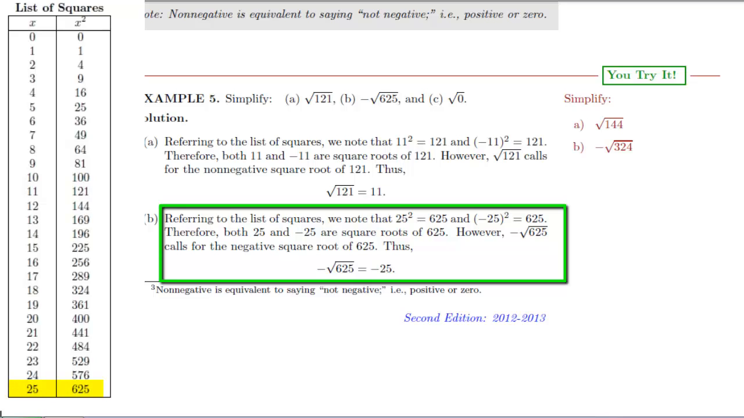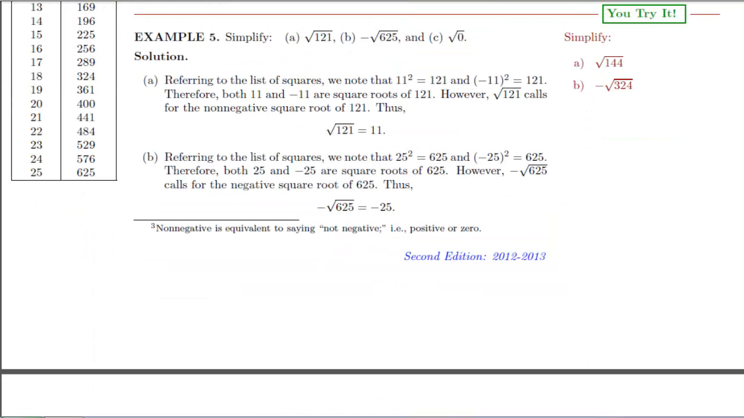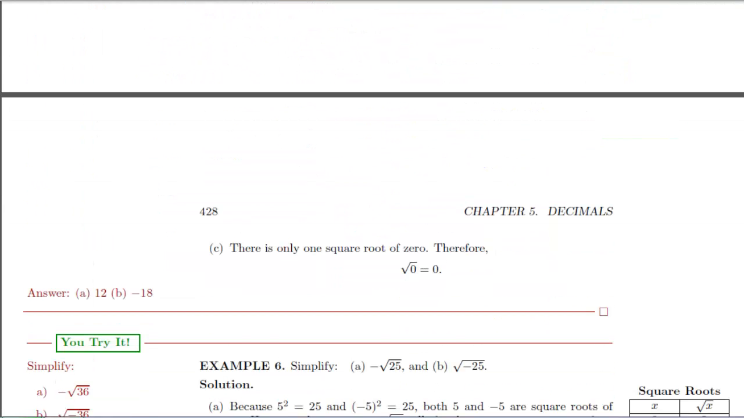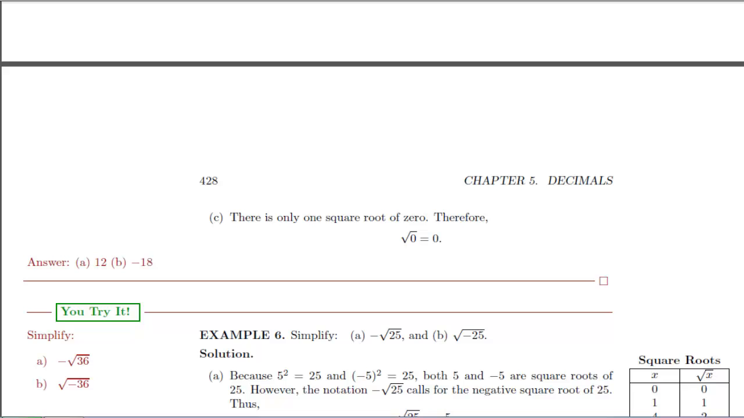B, the negative square root of 625. Referring to the list of squares, we note that 25 squared equals 625 and negative 25 squared equals 625. Therefore, both 25 and negative 25 are square roots of 625. However, the negative square root of 625 calls for the negative square root of 625. Thus, the negative square root of 625 equals negative 25. C, the square root of 0. There is only one square root of 0. Therefore, the square root of 0 equals 0.